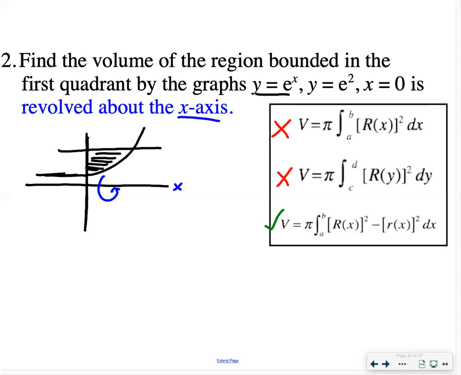Washer method is just subtracting the larger radius squared minus the smaller radius squared. So let's write what our big R and our little r would be. Large radius would be basically from the axis of rotation to the top curve. That large r would just be e to the second. Little r would be from the axis of rotation to the bottom curve, which is e to the x.